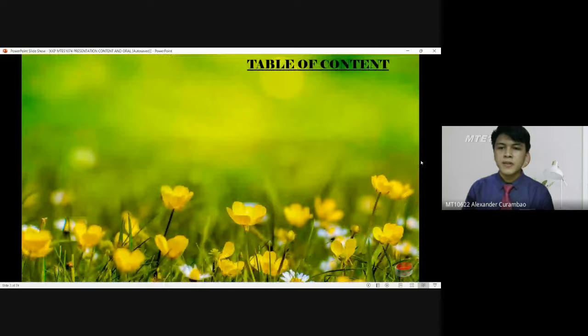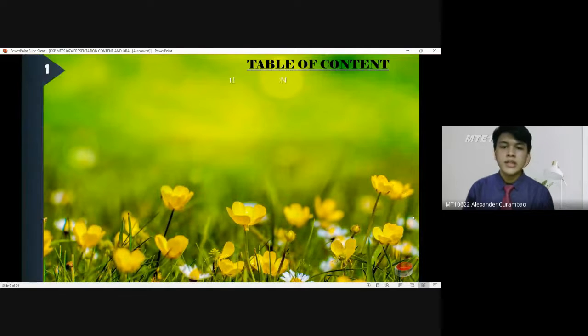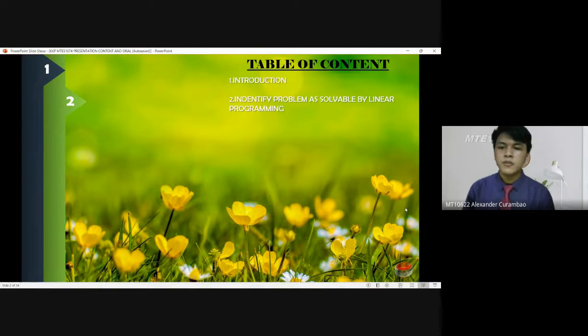So this is my table of contents. There are several things that I'm going to discuss. The first one is the introduction. The second one is identifying a problem as solvable by linear programming. As we know, there are a lot of problems out there that can be solved by mathematical methods, but mathematical method is very general. If you want to be more specific, there are certain problems that can only be solved by a certain topic. In this case, as our main topic is linear programming, I take one single problem that can only be solved by the linear programming method.